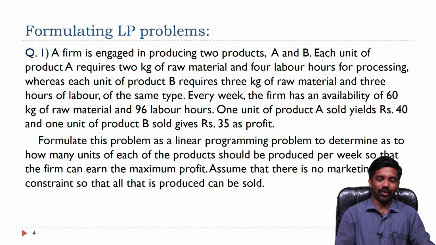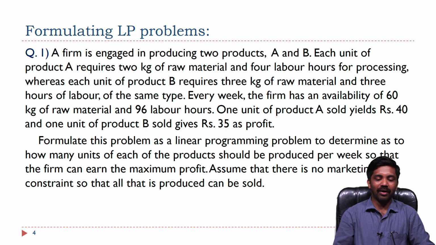So this is the problem given to us. In this scenario, a particular firm is producing two products A and B, and this firm wants to maximize its profit by determining the number of units of product A and product B to be produced. Other information is also given. In order to produce these products, they will require raw materials and labor hours. Each unit of product A requires 2 kg of raw material and 4 labor hours. Similarly, each unit of product B requires 3 kg of raw material and 3 hours of labor.